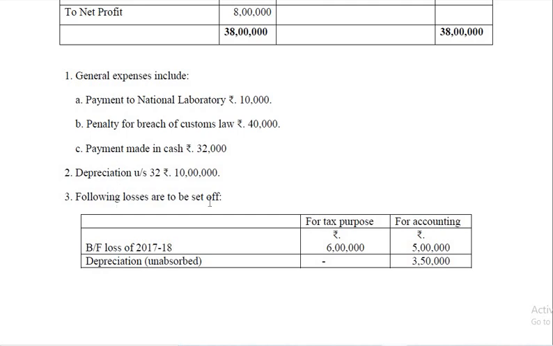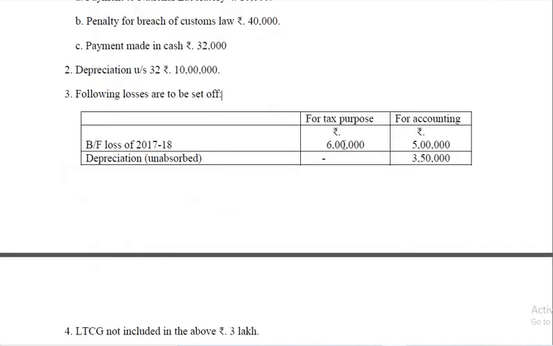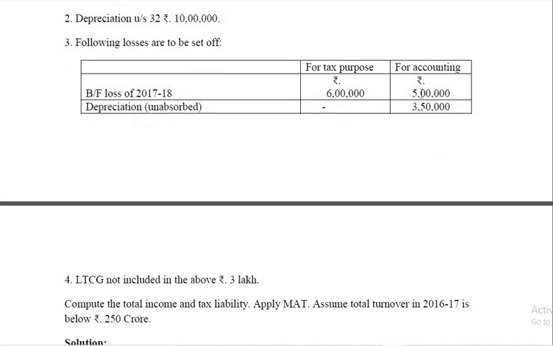Alright, next, the following losses are to be set off. 6 lakh. Only brought forward business loss is there for tax purposes. Therefore, while computing business income or total income, you can set off 6 lakh against the business income, if business income is available. Then for accounting purposes, that is, while computing book profit, you have to deduct either 5 lakh brought forward business loss or unabsorbed depreciation, whichever is less. Of that, 3,50,000 is less. So this is deductible from the net profit while computing book profit.